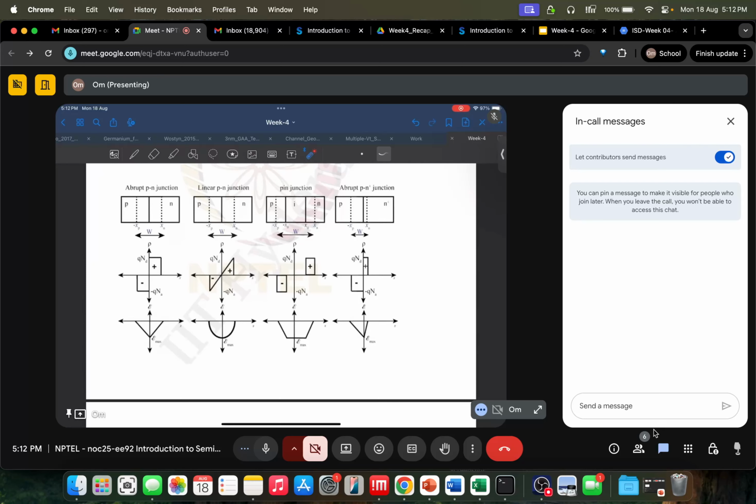In the PIN diode, I is the intrinsic region, so space charge exists only in the N side and P side. There is no charge here. So this is the charge diagram. Again, the electric field will increase, then stay constant since there is no charge change here, then again come to zero here. In an abrupt junction, it will increase very rapidly on the negative side and fall very rapidly on the positive side. Or it will increase slowly on the negative side and fall very rapidly on the positive side. This is an abrupt junction with very high ND.